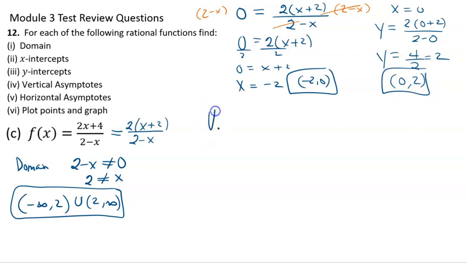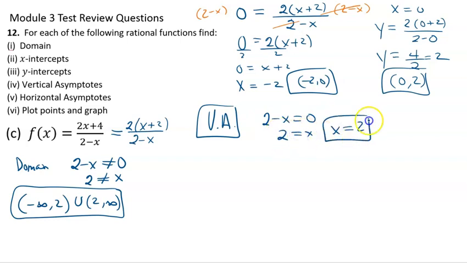What about vertical asymptotes? Now, vertical asymptotes should always be found after your polynomial is simplified. But remember, this one doesn't simplify anyway. So you need to set the denominator equal to 0 and solve. If I add x over here, I get 2 is equal to x. We like it better when the x is on the left, so x equals 2 is your vertical asymptote.